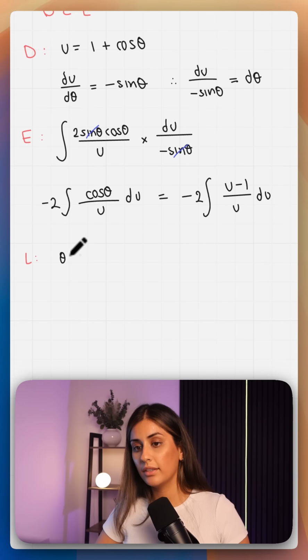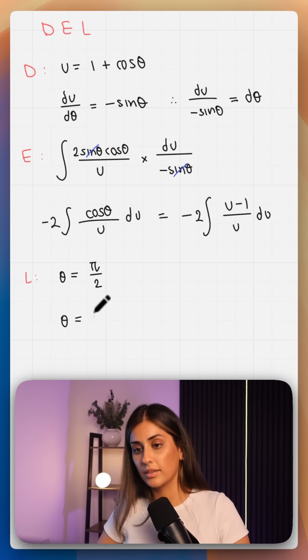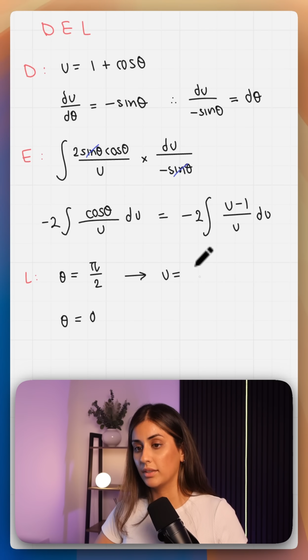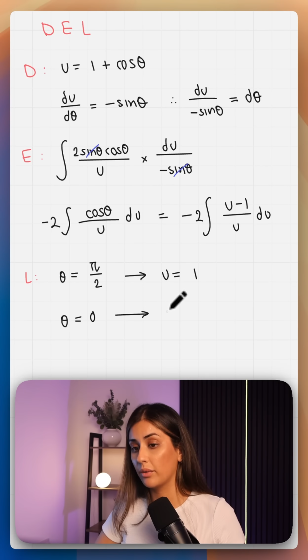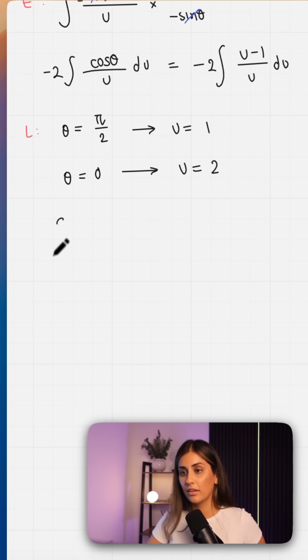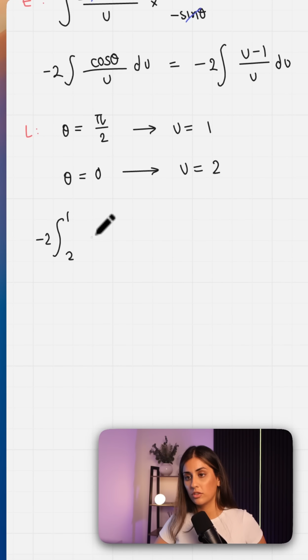So our upper limit theta was pi over 2, and our lower limit was 0. u is equal to 1 plus cos theta. Cos of pi over 2 is 0, so 1 plus 0 is 1. Our lower limit is 0. 1 plus cos of 0 is 2. Right, let's group everything together. So our upper limit is 1, our lower limit is 2, u minus 1 over u du.